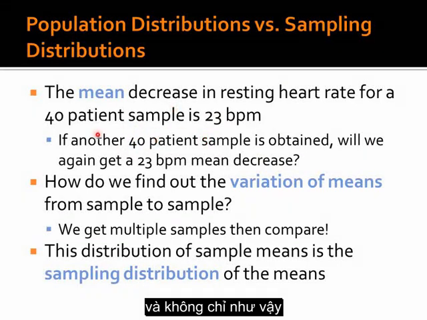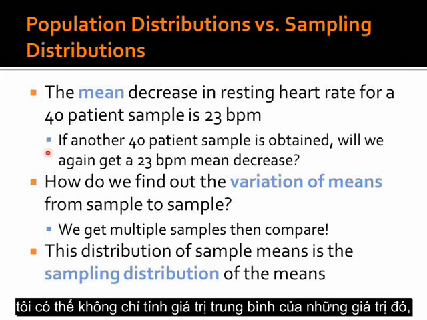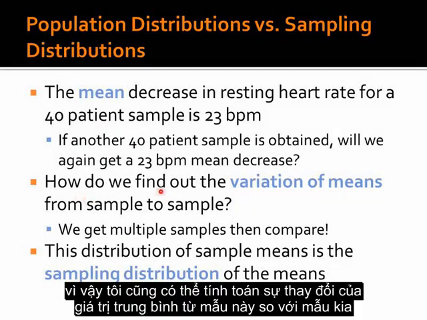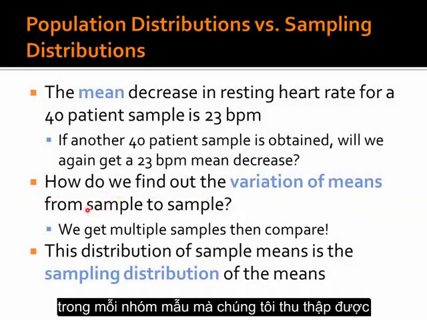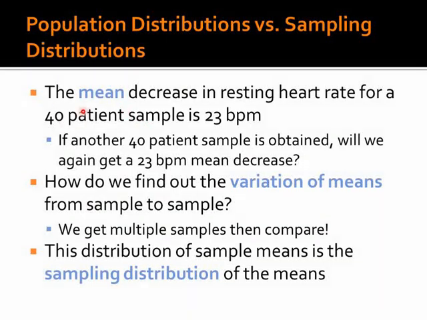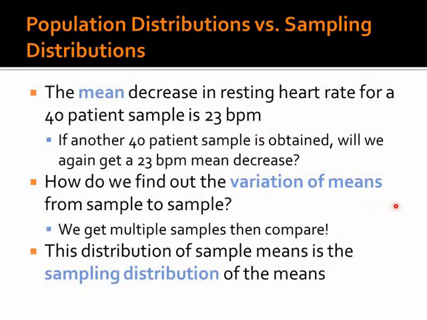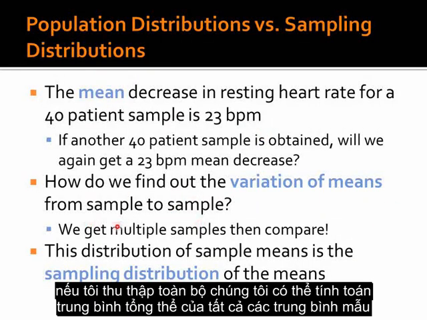And not just that, since I can calculate the average or the mean of those values, I can also calculate the standard deviation or the variation, right? So I can also calculate the variation of means from different samples to different samples, right? In each sample group that I collected, I calculated one sample mean. In the next sample group, I calculate yet another sample mean. If I collect a whole bunch of them, I can calculate an overall average of all the sample means.